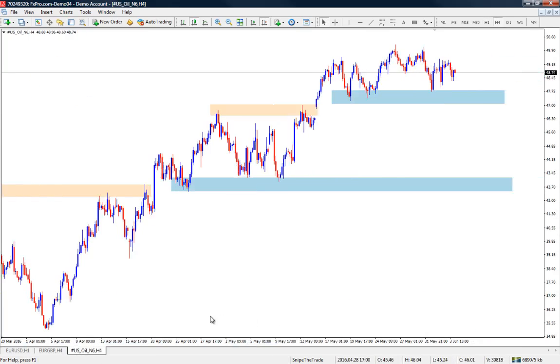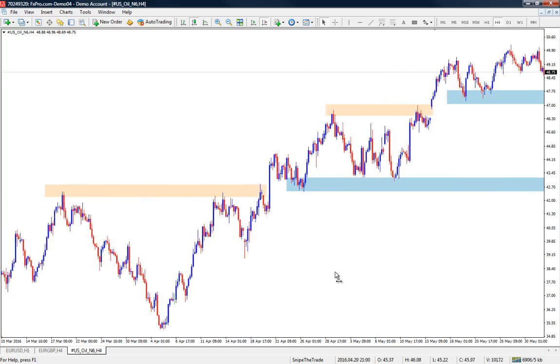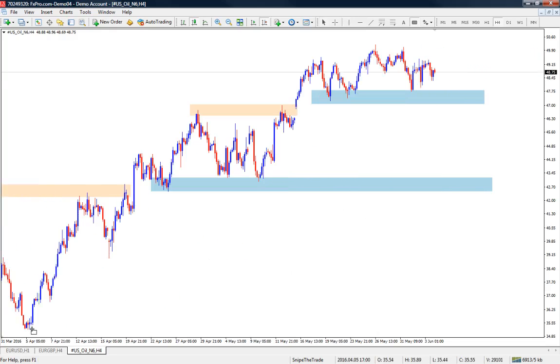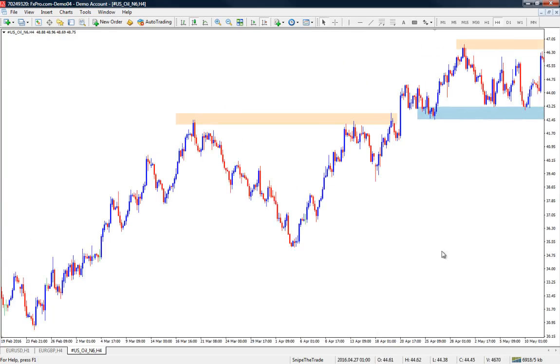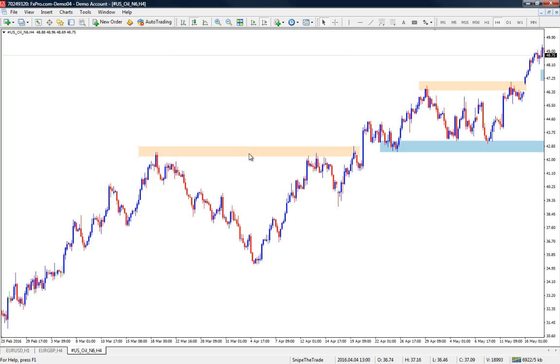And if we go back to the crude oil zones that we drew, you can see that this is a perfect structure of the market in this commodity. Now, you can always find intermediate zones that are very possible to be demand zones.